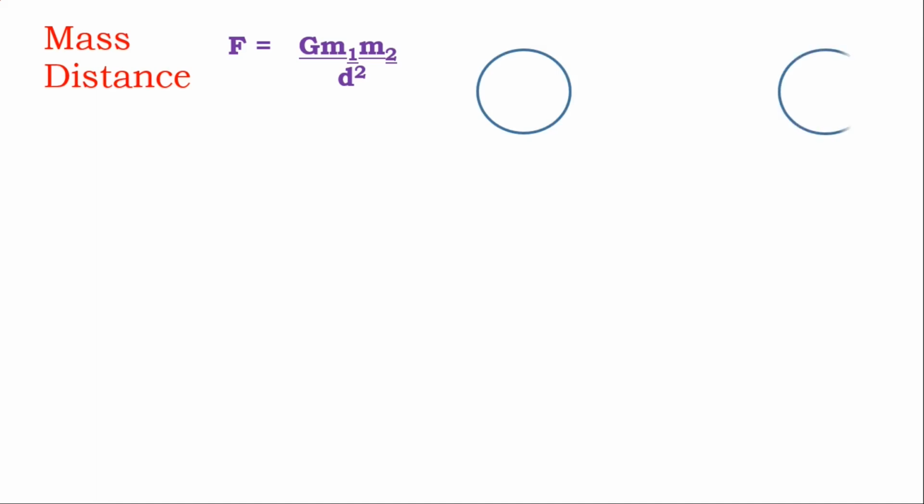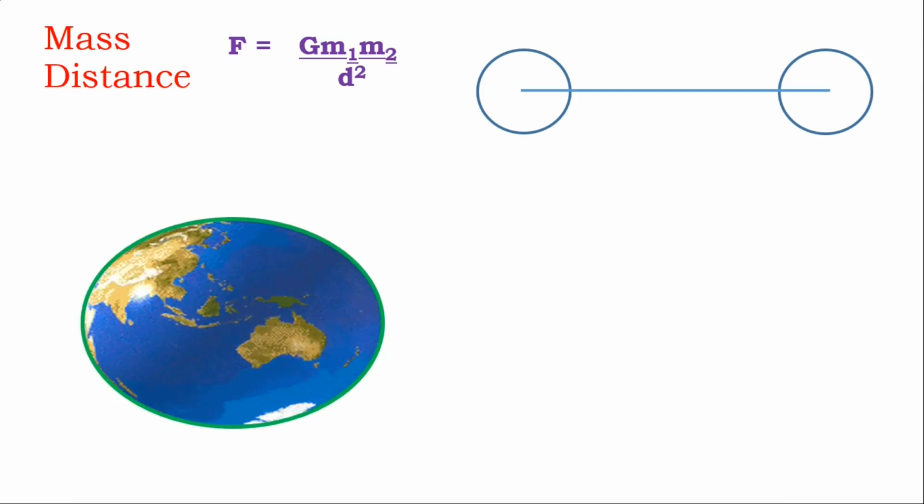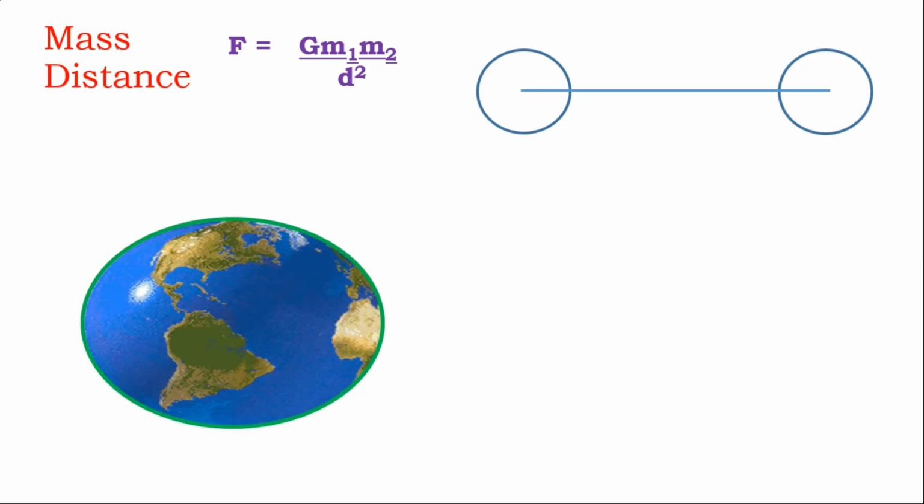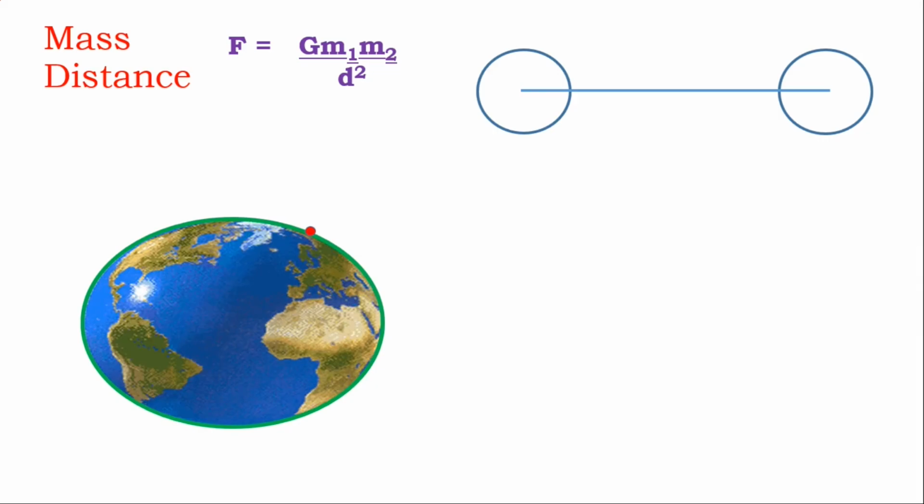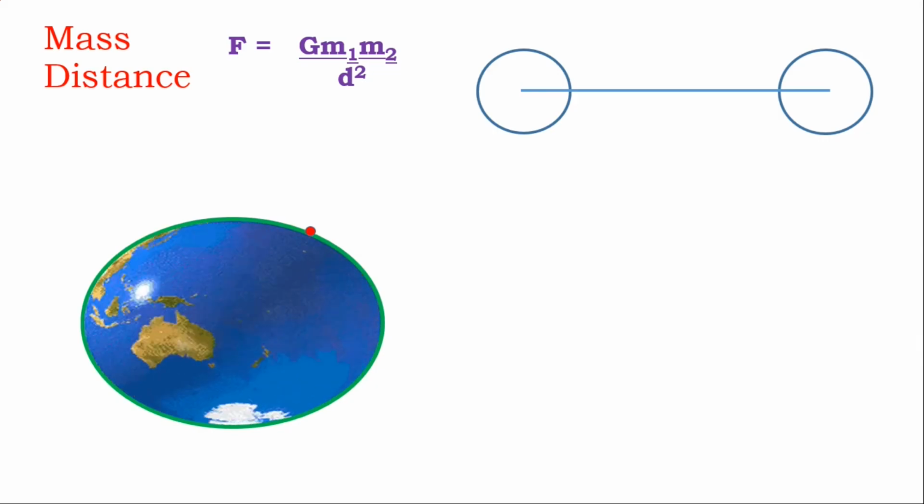Let's say two bodies are separated by a certain distance. We always take the distance from center to center, because the gravitational force is concentrated towards the center of the body. That's why we have to take the center to center distance. Now sometimes we are confused. If there is the earth and a body is lying on its surface, then the distance between them seems to be zero. This is not correct.